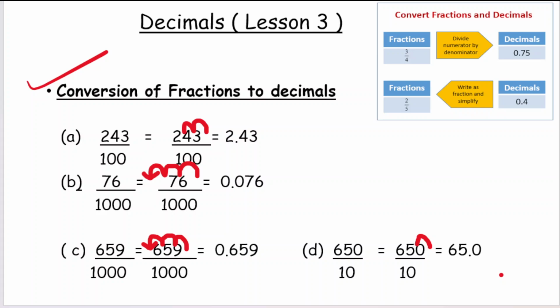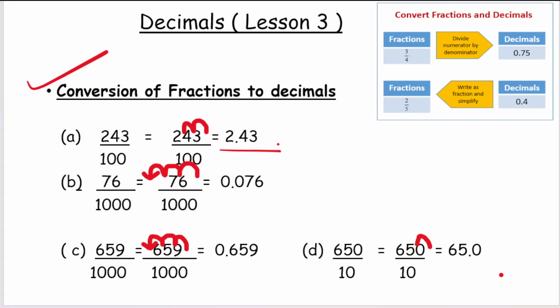So first is 243 by 100. It is a fraction, numerator by denominator. When we have to change it to decimals, we will observe the number of zeros in the denominator. How many zeros are there in 100? Two zeros. So my decimal will shift two places from right to left in the numerator value. So I will write 2.43. Why have I written the point after 2?